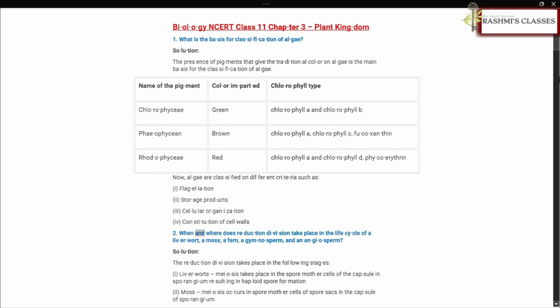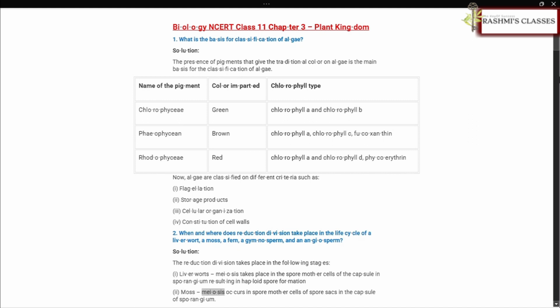2. When and where does reduction division take place in the life cycle of a liverwort, a moss, a fern, a gymnosperm, and an angiosperm? Solution. The reduction division takes place in the following stages. 1. Liverworts: meiosis takes place in the spore mother cells of the capsule or sporangium, resulting in haploid spore formation.